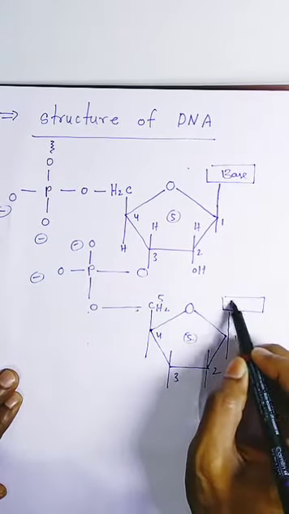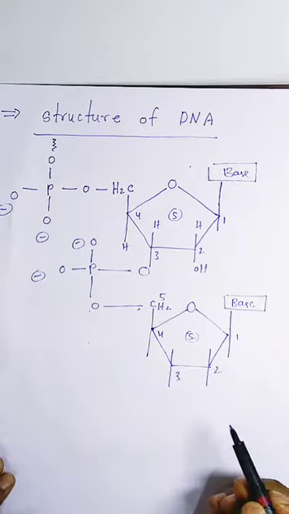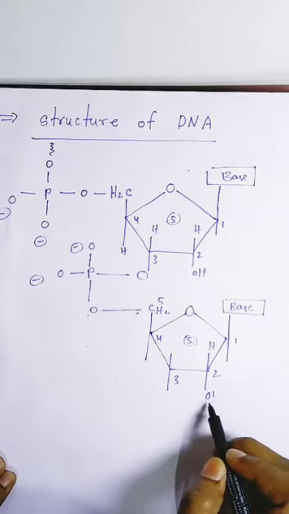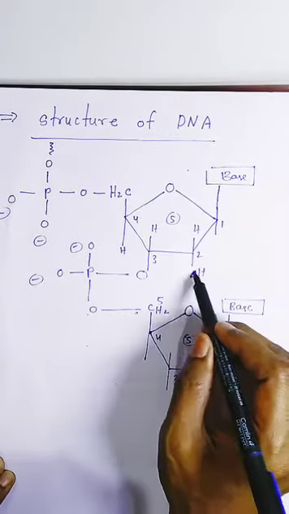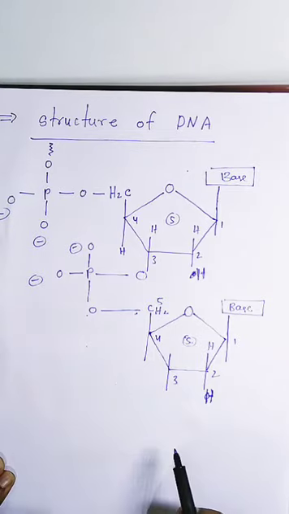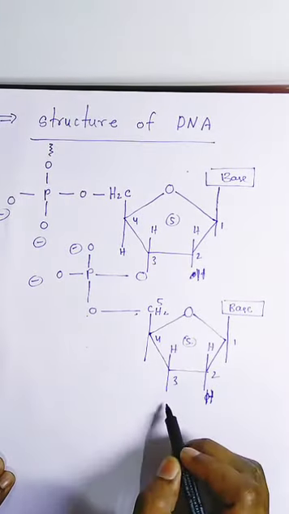Here base I am not writing, base may be anything. Out of 4 maybe anything, maybe adenine, maybe guanine. Now students, here H, OH, because it is deoxy, the oxygen will be not here. Here also oxygen will be not there, because we are writing what? DNA. So oxygen will be absent here, only the hydrogen will be there. That is why it is called as deoxyribose nucleic acid. Oxygen will be not here. H.